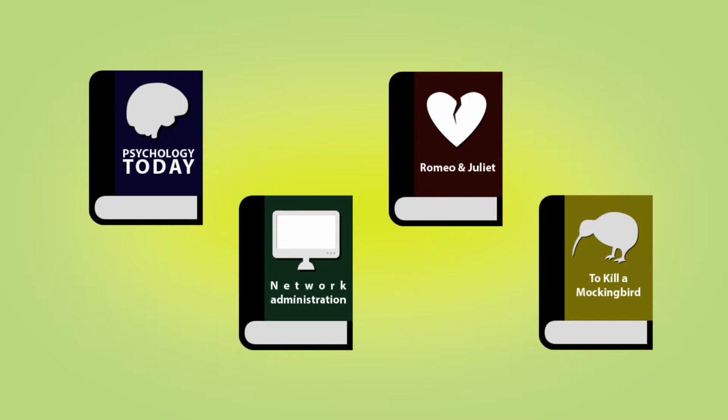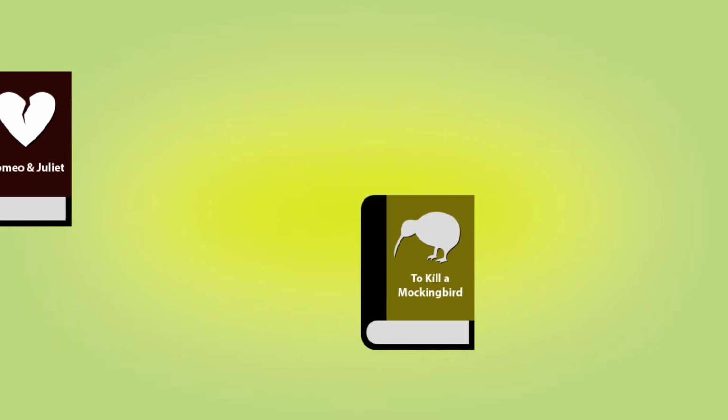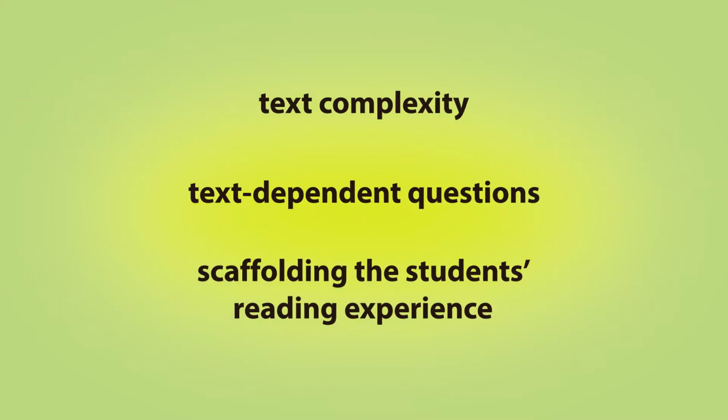We'll talk about 3 areas where educators can support students in making the shift towards citing evidence from a text. These topics include text complexity, text-dependent questions, and scaffolding the student's reading experience when it comes to difficult vocabulary and sentence structure.